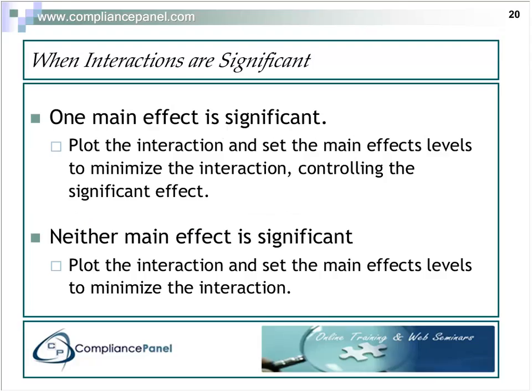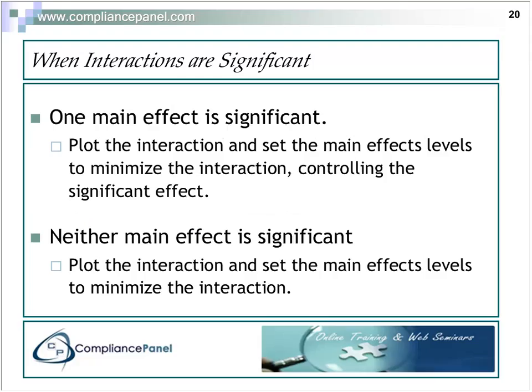What do you do if only one main effect is significant? Then you can plot that interaction plot that you saw I had a couple of slides back and set the main effect levels such to minimize the interaction, controlling for the significant effect. This is the best scenario because if only one of the two factors is significant, you can find out where the interaction is. It doesn't matter where you set the second factor because it's not going to have any impact on the response. And it allows us to be able to find the optimal place to be.